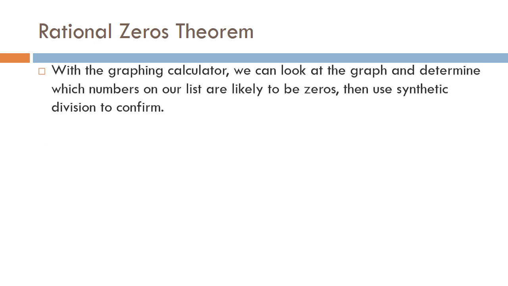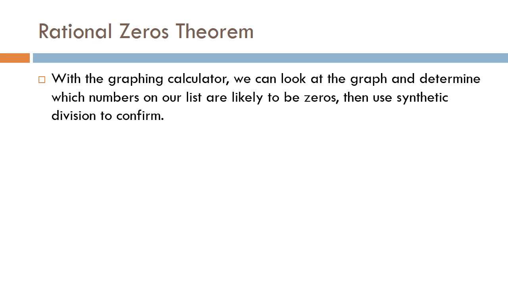And you did this repeatedly until you found all the zeros that could be found. Now today we have a graphing calculator we can use. So what we're going to do is look at the graph and determine which zeros on our list are likely to be zeros and then use synthetic division to confirm.